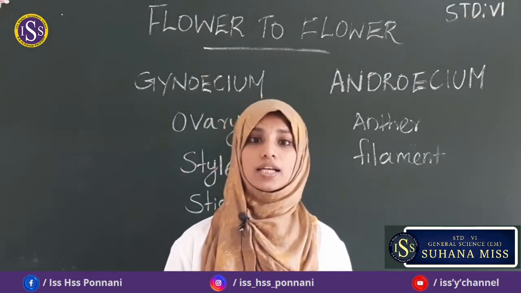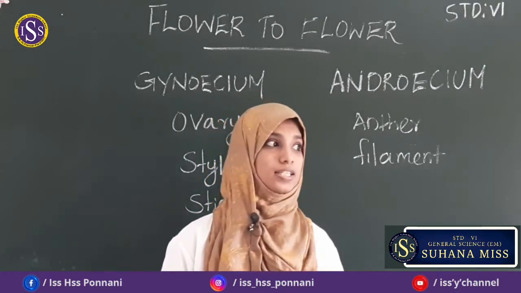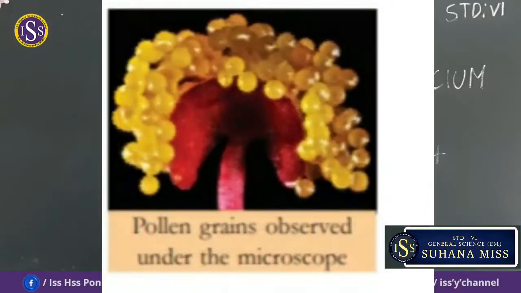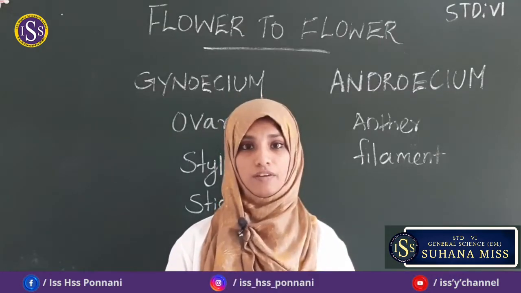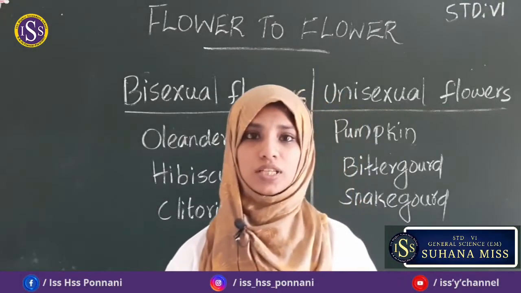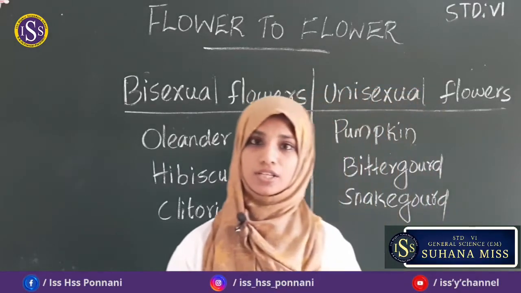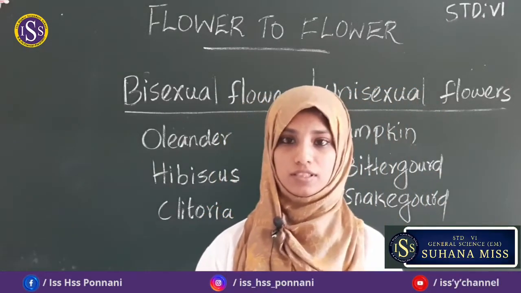When the pollen grains are seen under a microscope, we can see them like this. Look at the picture. When the pollen grains are collected and seen under a microscope, the picture will be like this. Are all of you clear on this? Okay. Now let us move to the next topic, bisexual flowers and unisexual flowers.